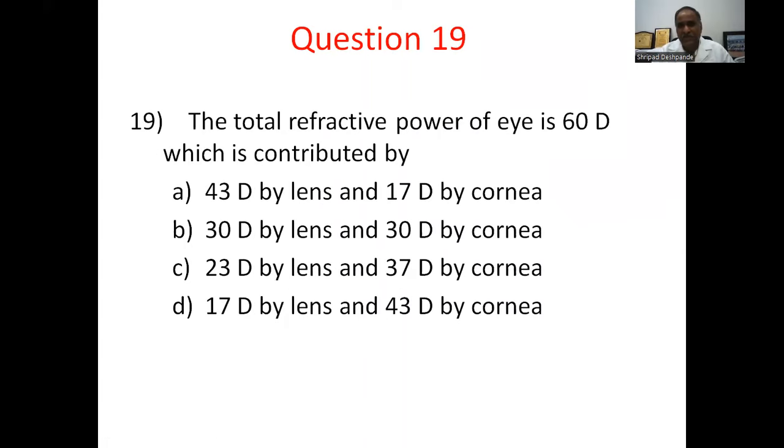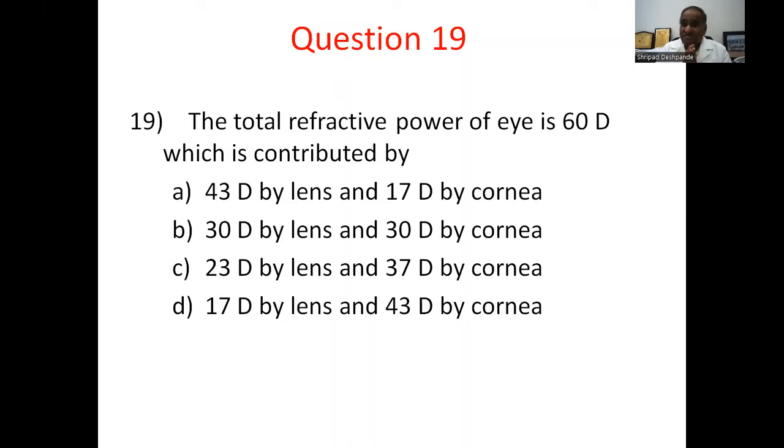Move on to the next question. Question number 19. The total refractive power of the eye is 60 D, which is contributed by: option A, 43 D by lens and 17 D by cornea. D stands here for diopters.